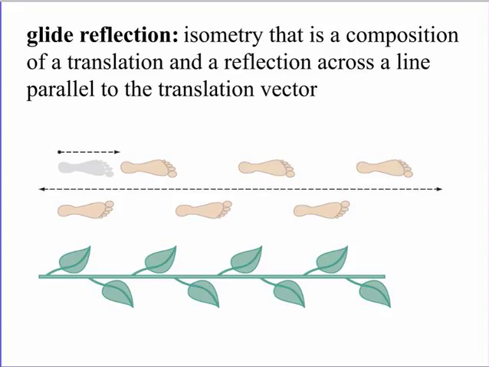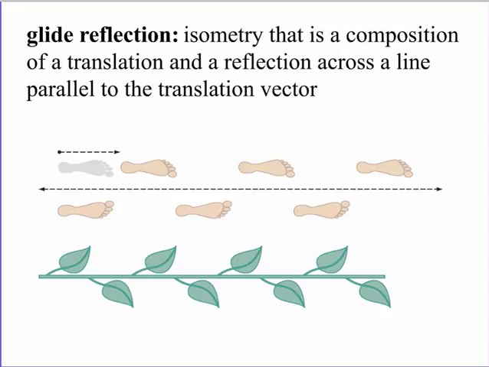So if you look at that, you can see with the feet how a glide reflection works. It's basically a reflection with a slide. Same thing with the vines on the branch. Okay, it's a reflection with a slide. Okay, and that should make sense.